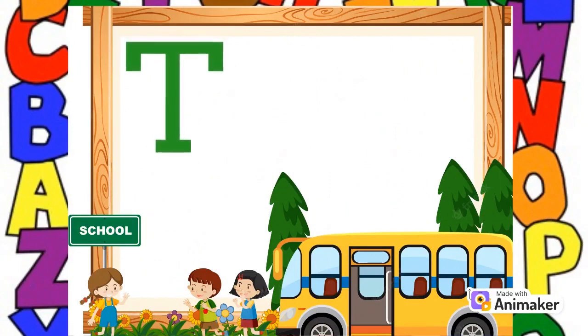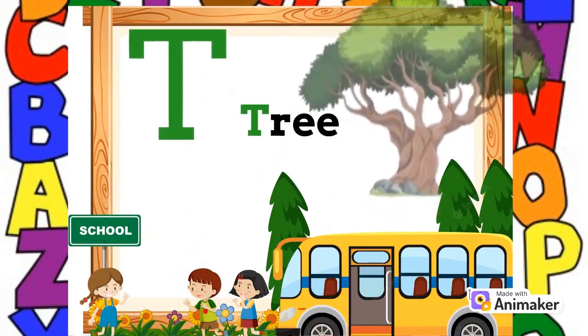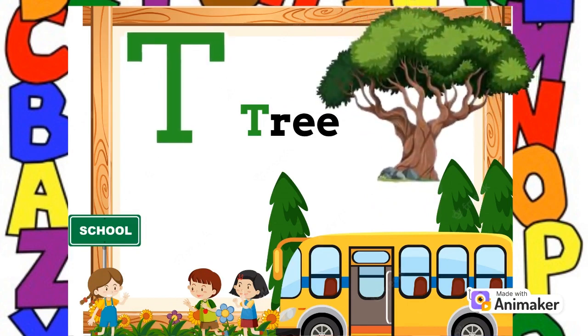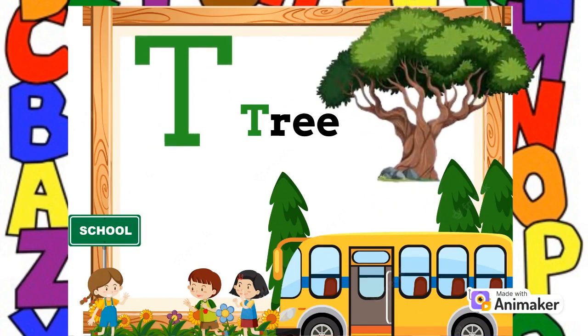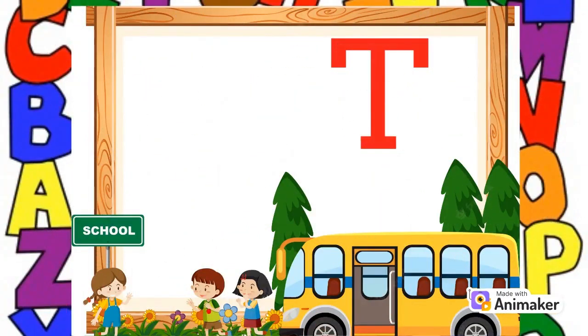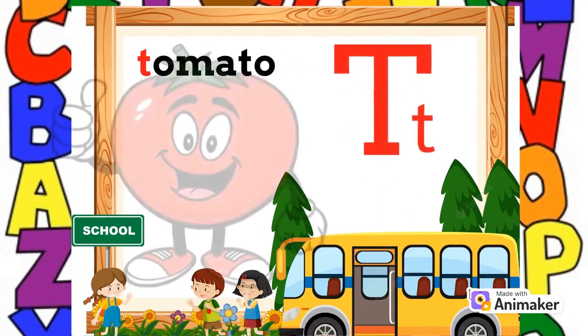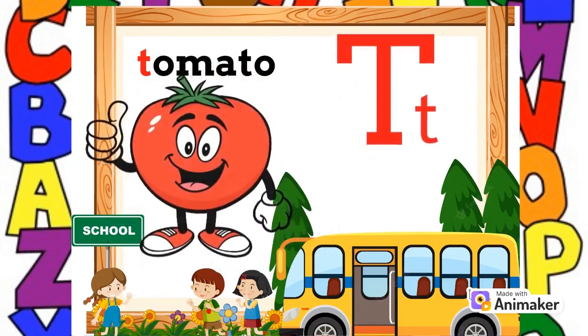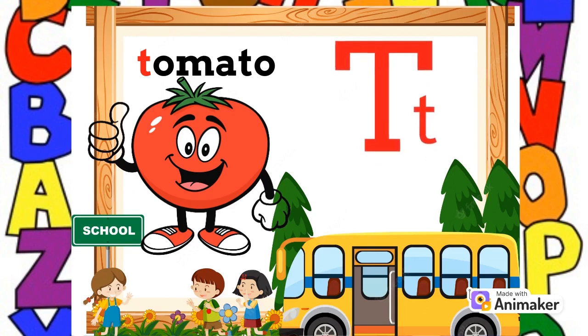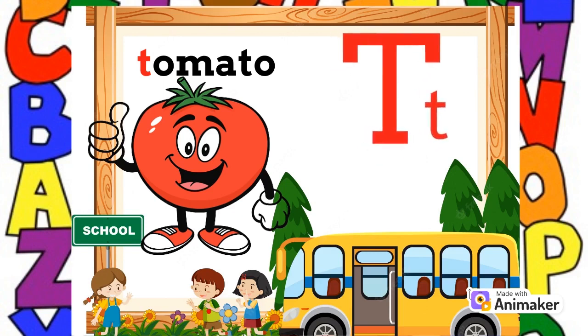T capital T. T for tree. T R E E tree. T for tree. T capital T small t. T for tomato. T O M A T O tomato. T for tomato.